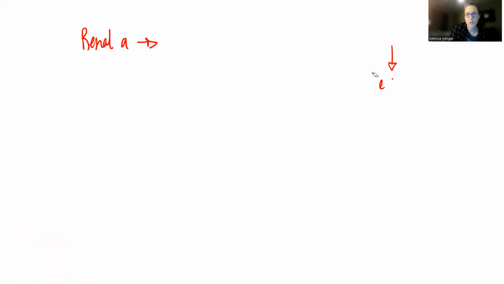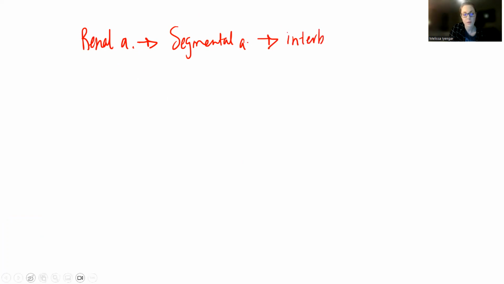Might as well just kind of go through this, right? So the renal artery becomes the segmental artery, branches into segmental arteries, and then interlobar arteries. And then the interlobar artery becomes the arcuate. I'm just going to switch my picture right there.